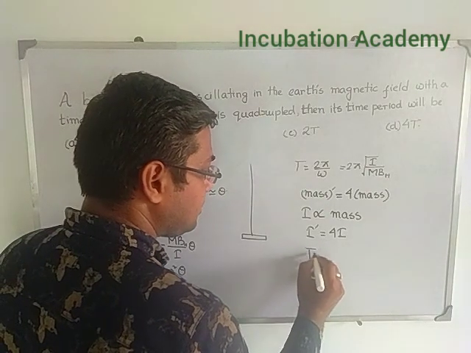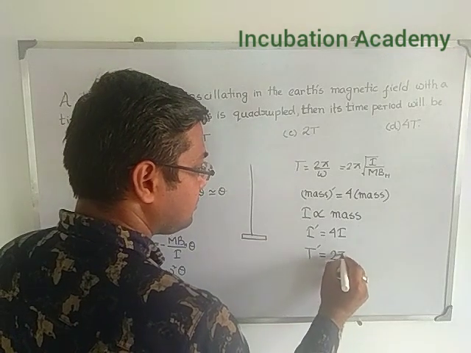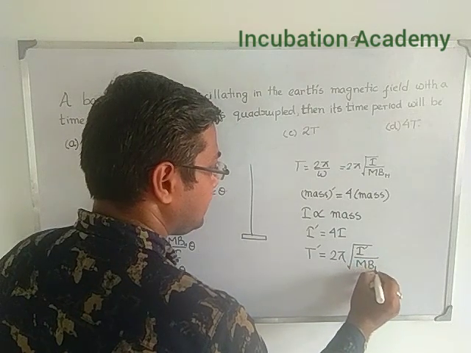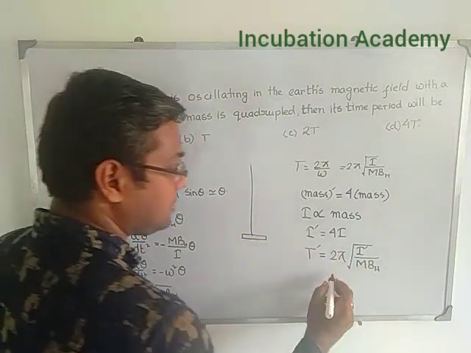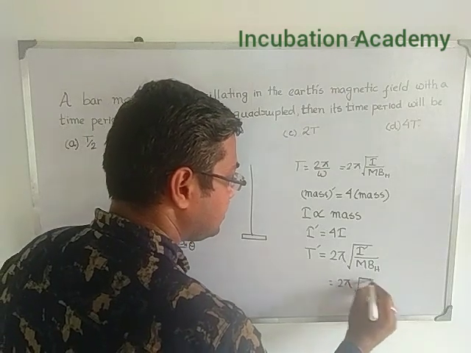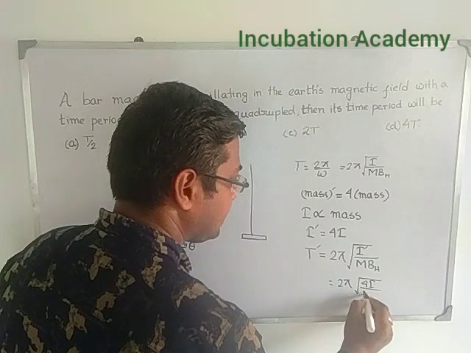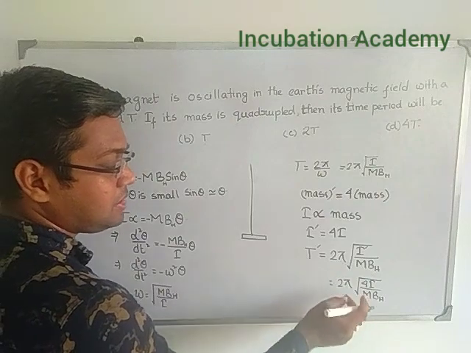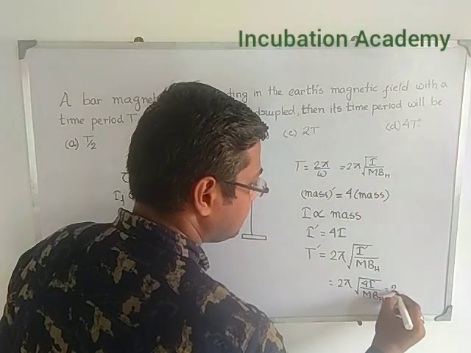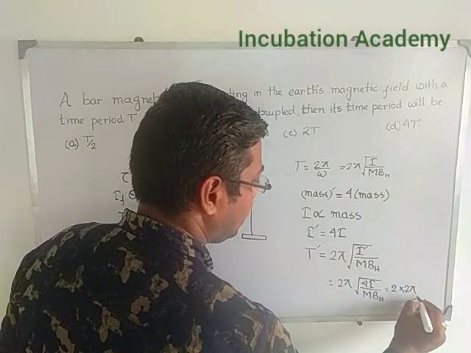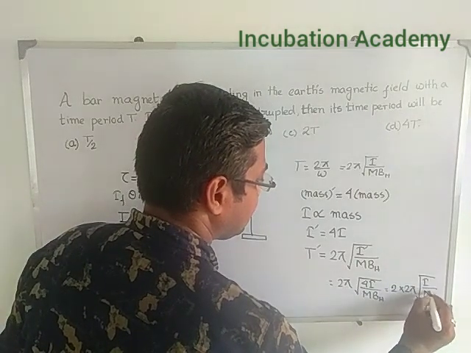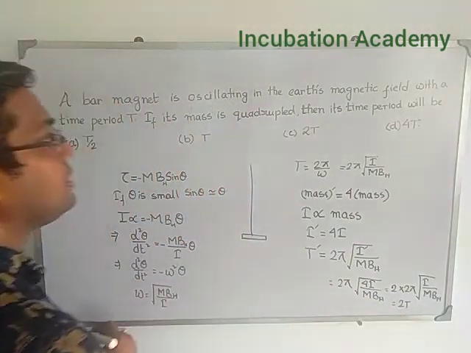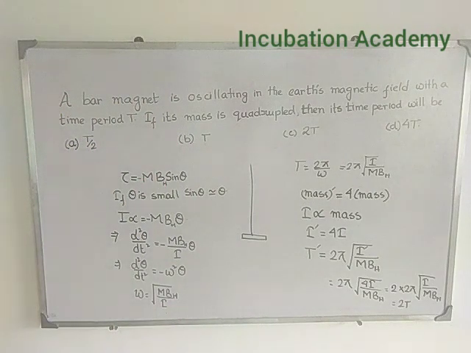So what is the new time period of oscillation? That is T prime. T prime equals 2 pi root over I prime divided by M into BH. I prime is 4I, so it is 2 pi root over 4 into I divided by M into BH. Now this 4 under the root can be taken outside, then it will be 2 into 2 pi root over I divided by M BH. So it will be 2 into T. Therefore the time period becomes twice.